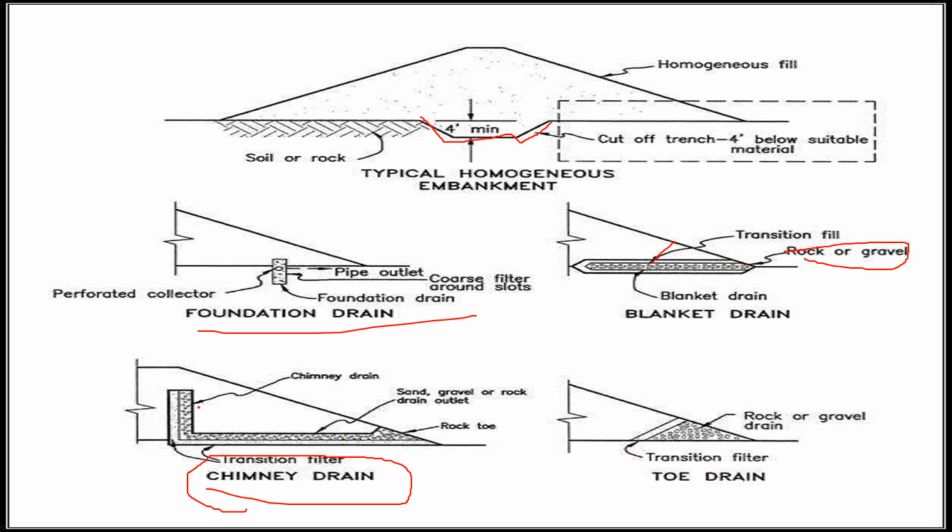And again here also same, chimney drain. Here it is a rock toe and either sand or gravel drain, like this. And here you can see the foundation drain, perforated collector. Collector means if there is an excess of water, everything will be collected, and it will be thrown outside like a pipe outlet. Here, what type of aggregates can we provide? Coarse filter around the slots, like this. Everything we have to provide.